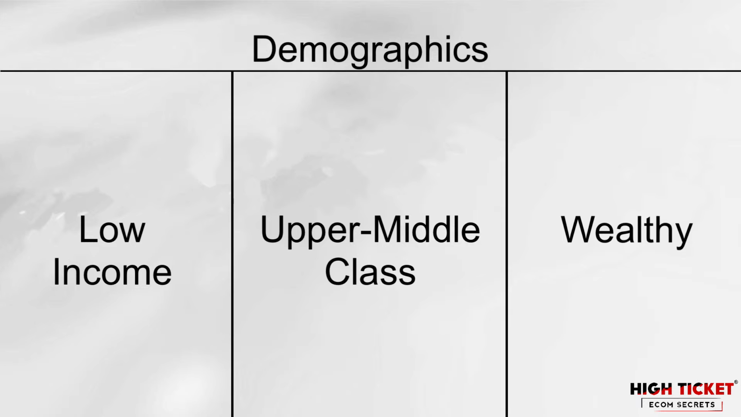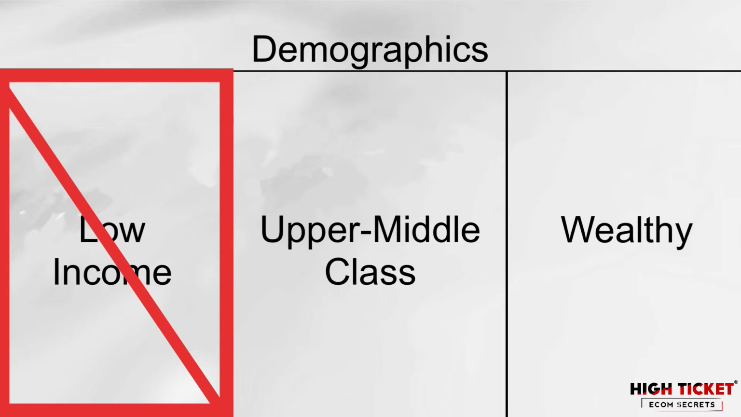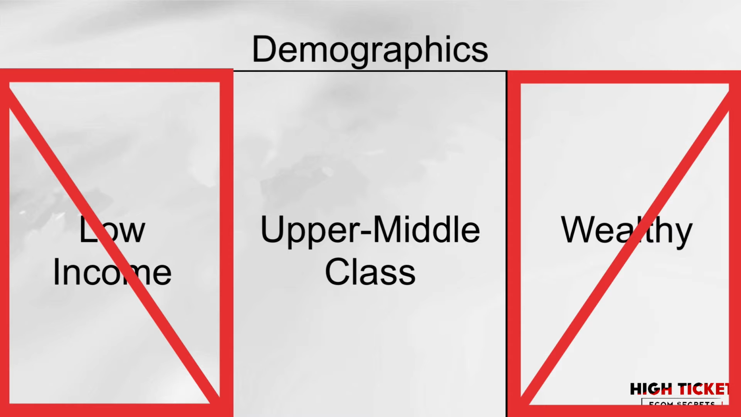These are obviously very broad, and there are many different subsectors and categories of demographics, but for this example, we'll use these three and narrow it down from there. I'm actually going to narrow it down pretty quickly. We're not going to be selling to lower income, and we're not going to be selling exclusively to the wealthy. So who do we sell to?